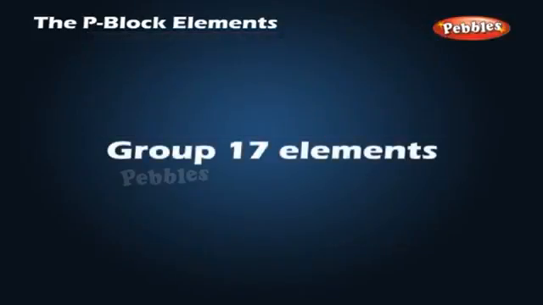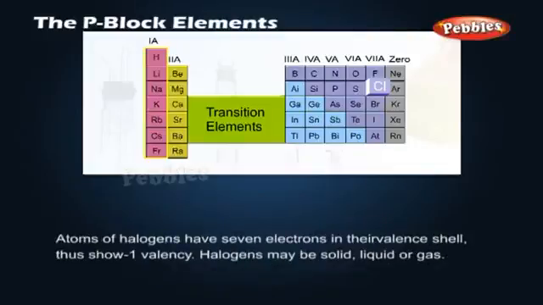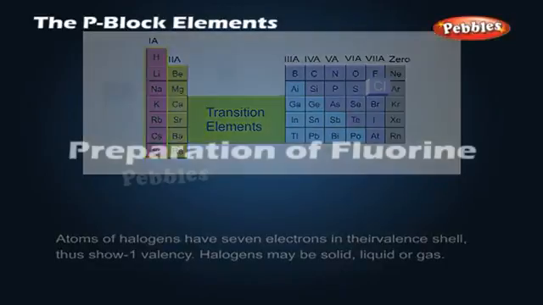Group 17 elements. Chlorine is placed second after fluorine. Other members of this group are fluorine, bromine, iodine, and astatine. Members of this group are called halogens, meaning salt producers. Atoms of halogens have 7 electrons in their valence shell, thus show -1 valency. Halogens may be solid, liquid, or gas.